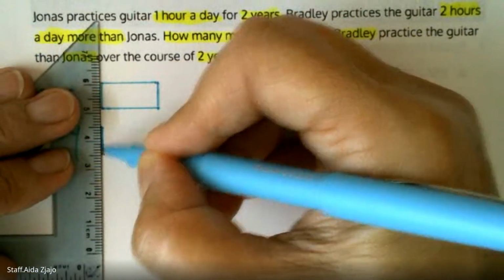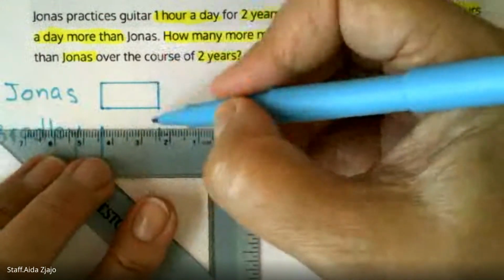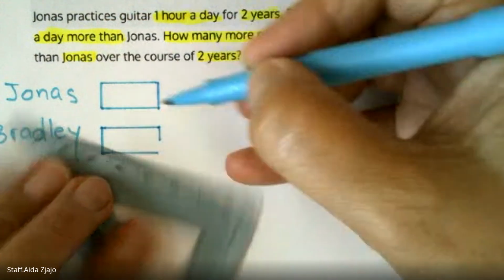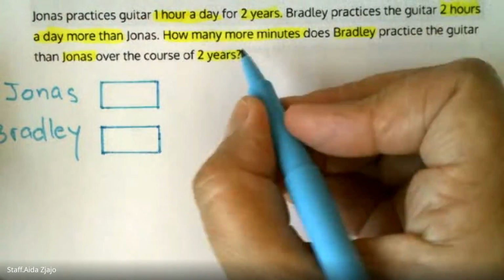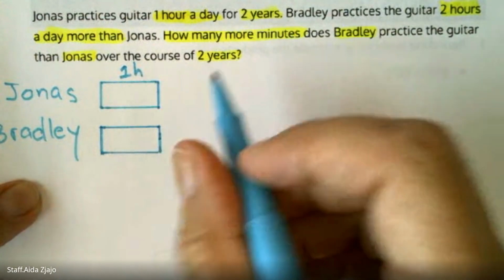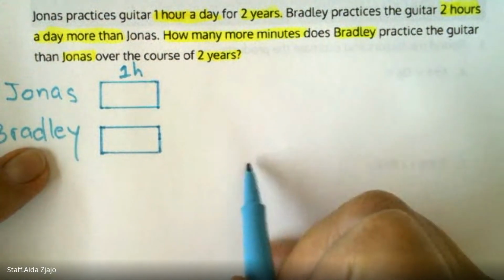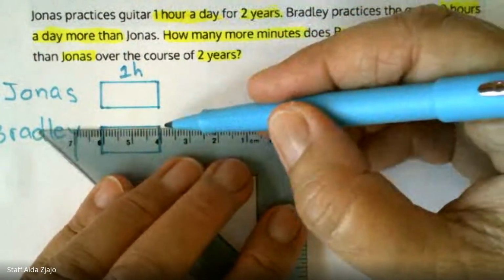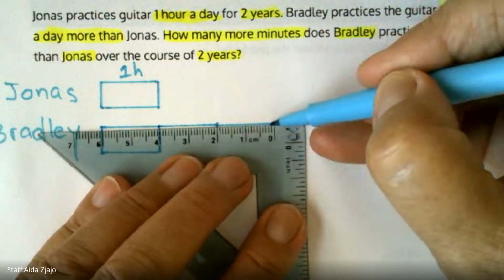So I'm going to create same-size boxes. This and this look the same, correct? Now if they both practice the same, each will be 1 hour, 1 hour. But the story says that Bradley did two more. So Bradley actually did 3 times that of Jonas. So 2 more: we can see this is 1 more, and 2 more.